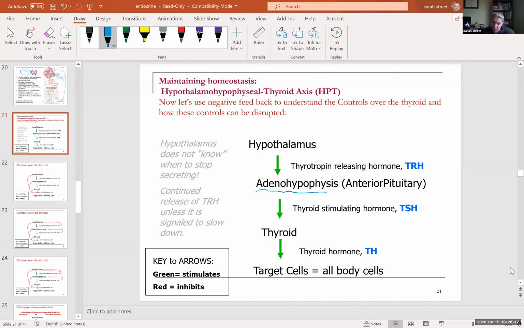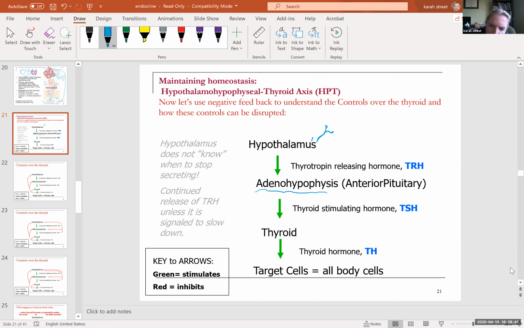But the hypothalamus does not have eyes, does it? It does not have ears. It does not touch. It cannot smell. So how does the hypothalamus know how much hormone, releasing hormone, it released? How does it know? Receptors. Exactly.